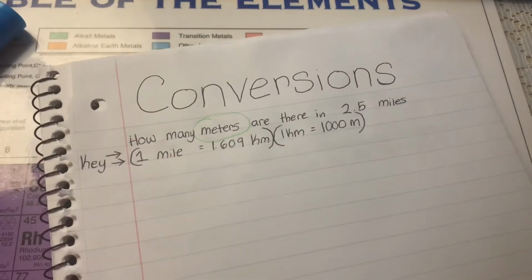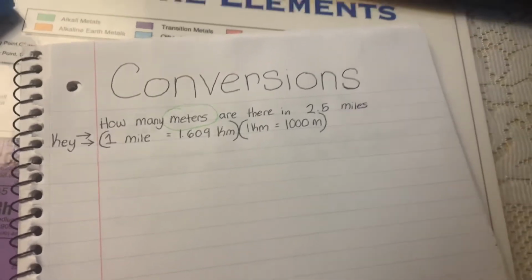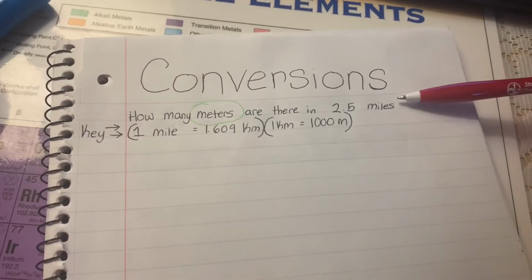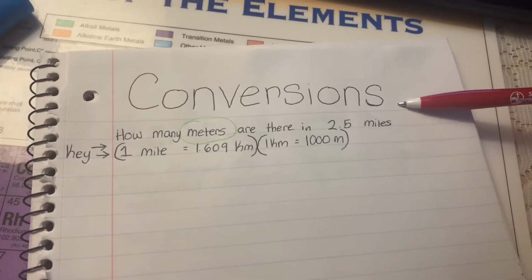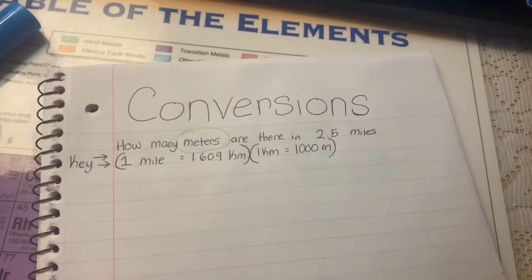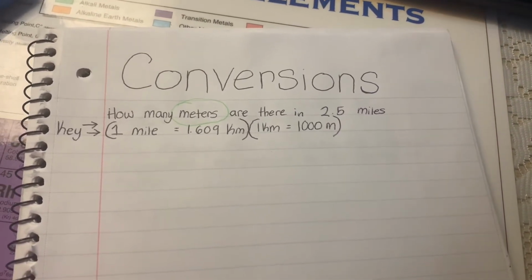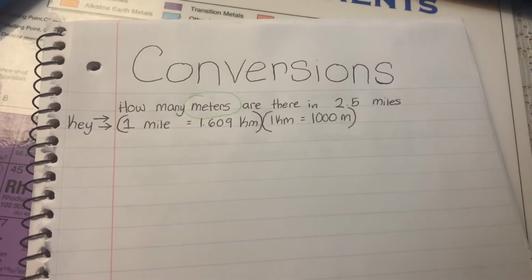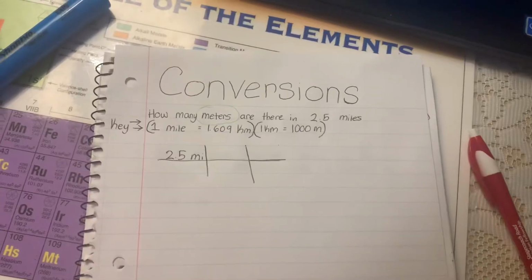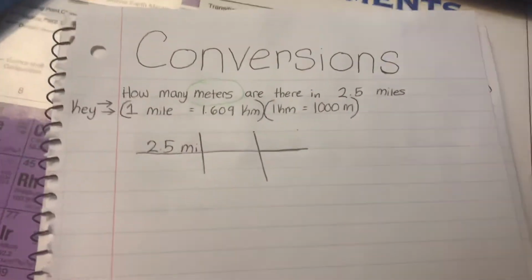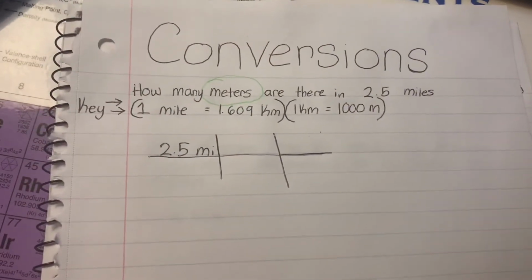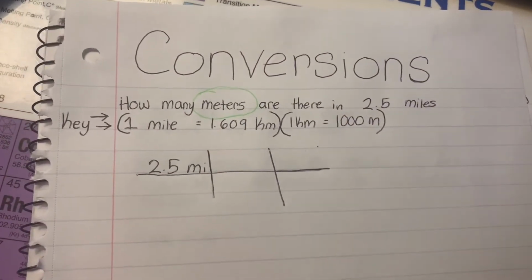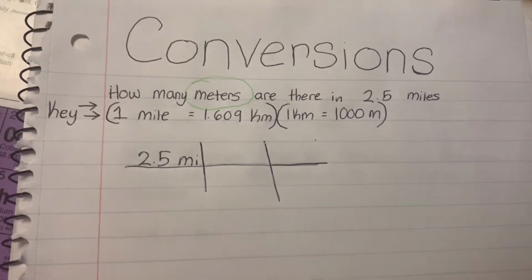So the first thing you're going to want to do always is write out the measurement that you are trying to figure out in another form. So that would be 2.5 miles is what we are trying to find out in meters. All right, so here I have written down our first step, which is the measurement we are changing, like I said.